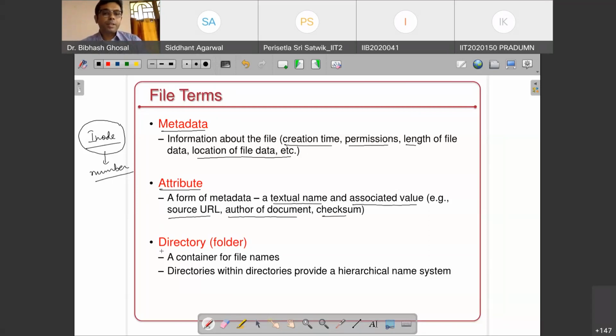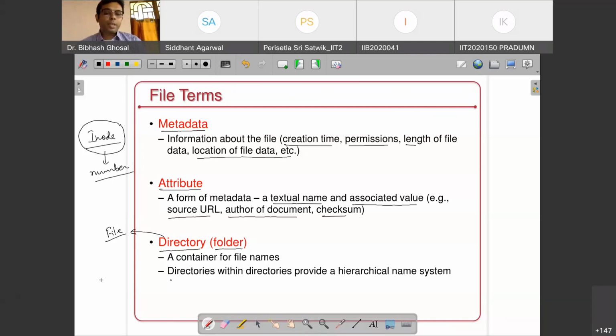And last comes something called a directory, or often we also call it a folder. What is that? It's a container. A directory is also a file, but it's a special file because it is a container that contains file names. Now, this is the difference between a normal data file and a directory. A data file has some user generated content, which can be structured or unstructured. But a directory is a file that contains a list of file names. They are not only file names, it can also have names of other directories.